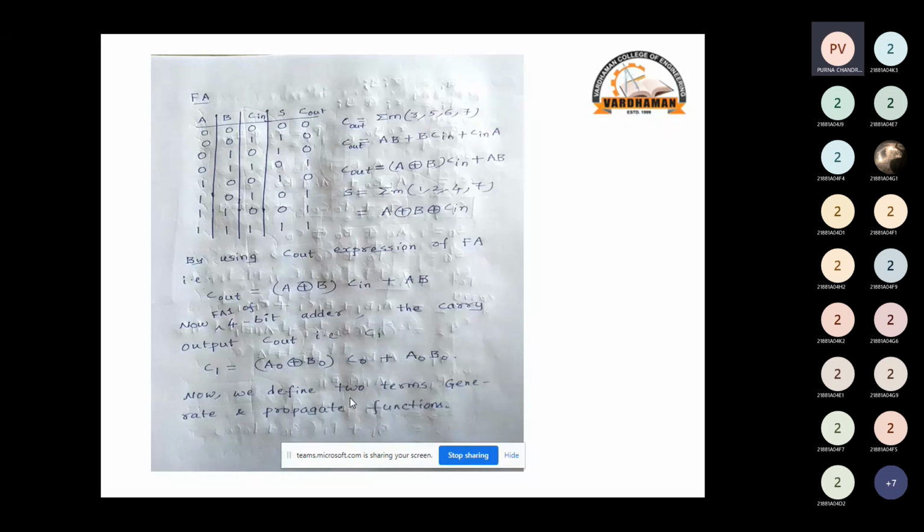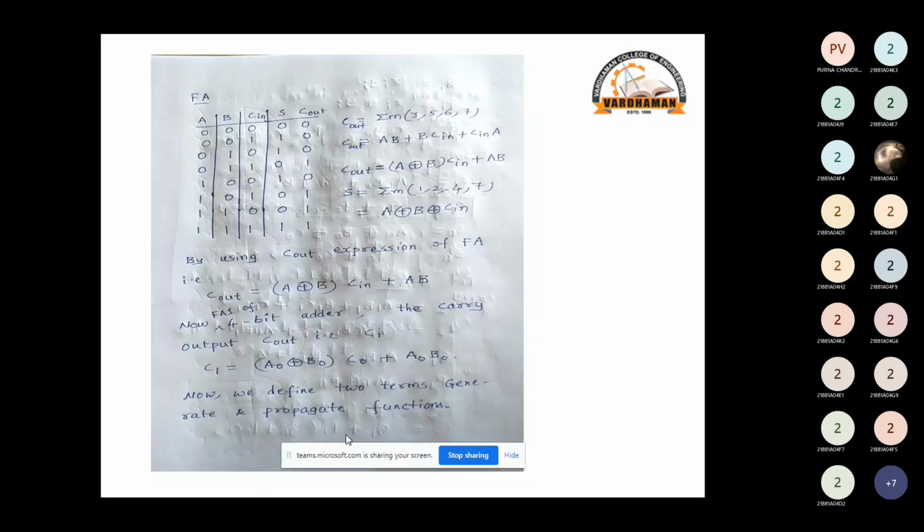So why are we using this propagate function? This propagate function can also be used to determine the sum of a full adder. If we consider any full adder, we have carry and sum. We will use this propagation function to determine the sum of a full adder also.